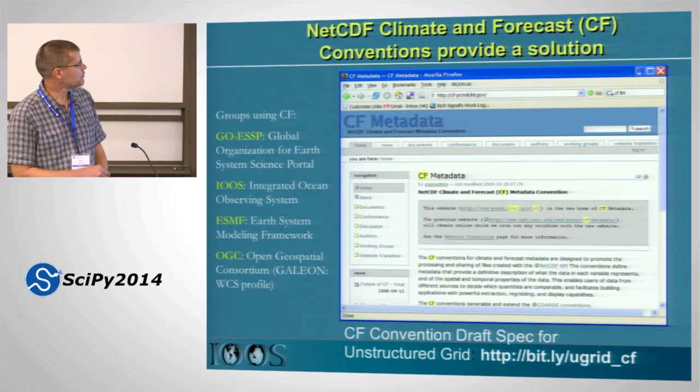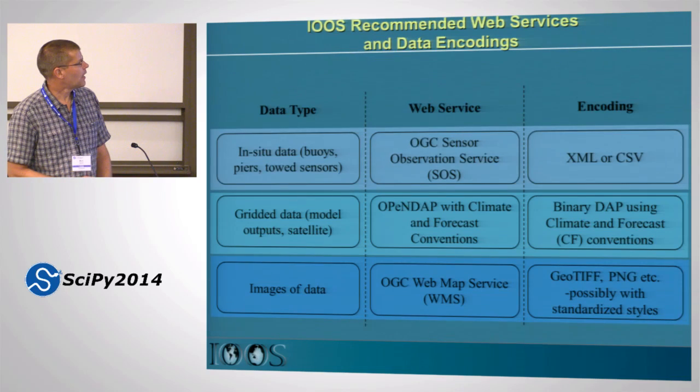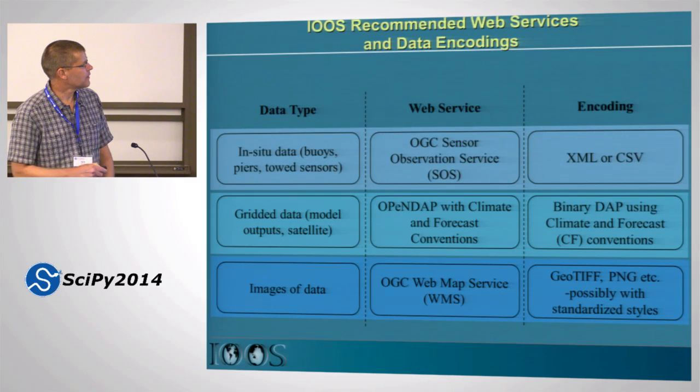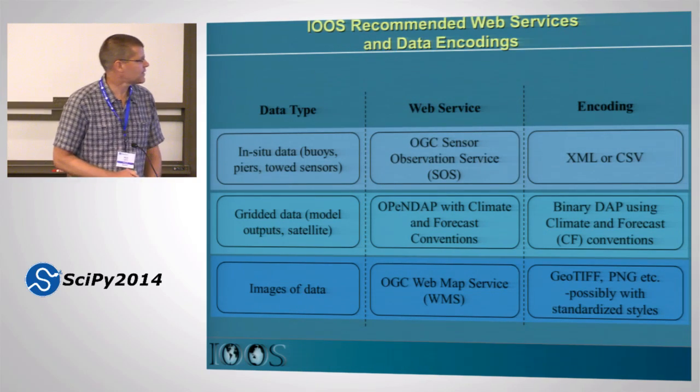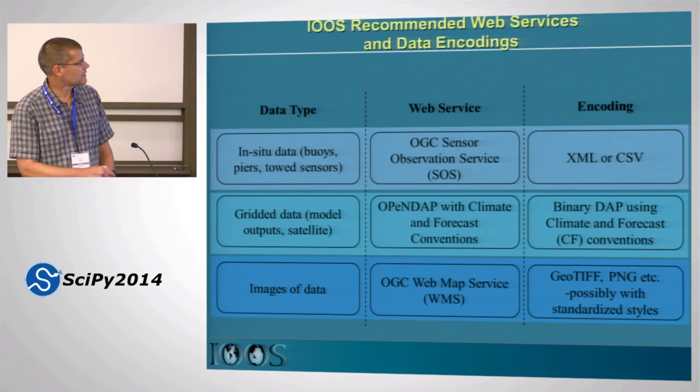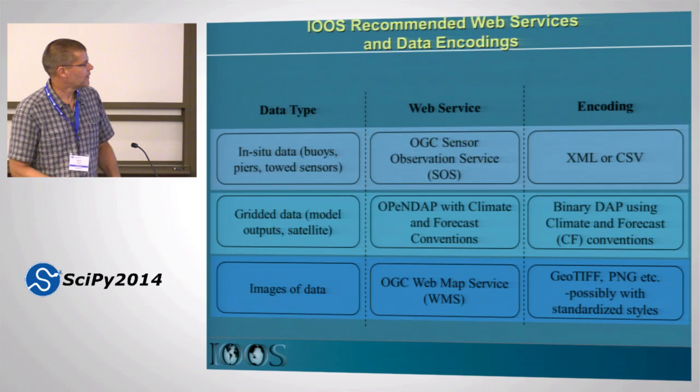Okay, so this is used by a bunch of different organizations. And so for IOOS, these are the recommended web service encodings. For in situ data, we use the OGC sensor observation service, which probably a lot of you haven't heard about. But I'll talk about it just in a second. It delivers XML or CSV as output. And then for gridded data, this is OPeNDAP with climate forecast conventions. And this is like accessing NetCDF files over the internet. Essentially, you can extract just the data you need out of them and the attributes as well. So it delivers a binary payload.